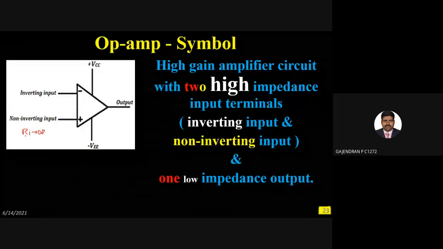What about output resistance? Ideally, output resistance is low. So ideally, what is the extreme value for low? It is zero. So for an ideal case, input resistance is infinity and output resistance is 0. Then the gain AOL, I will tell about AOL later. That is also infinity for the ideal case.